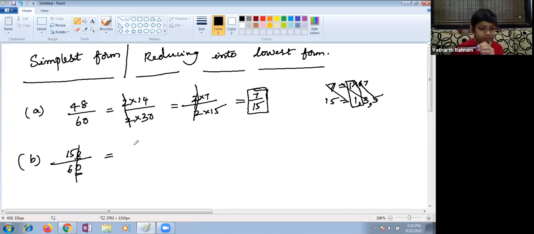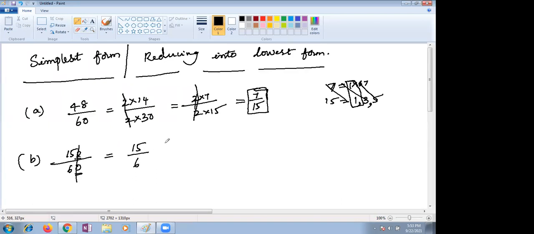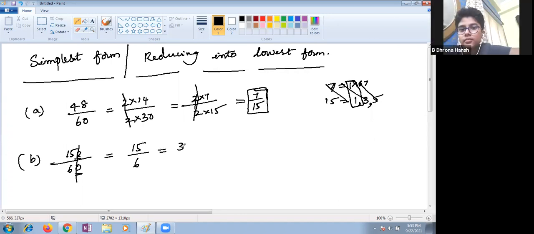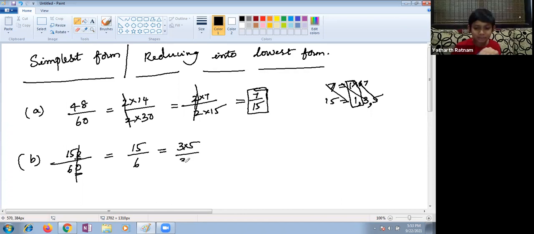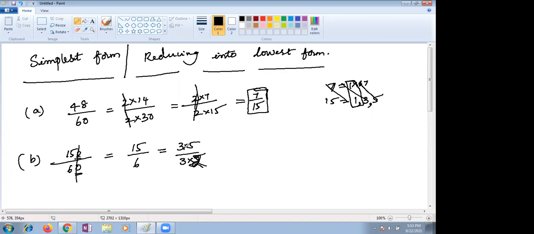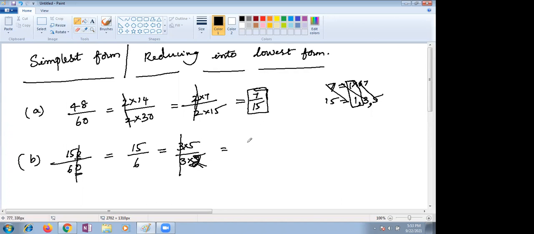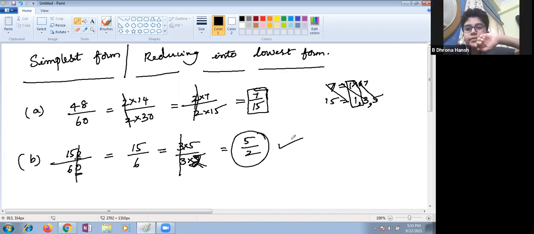Now, what is the simplest form? You will get 15 and 6. Further, 15 can be written as 3 fives, and 6 as 3 twos. So 3 fives are 15, and 3 twos are 6. The common factor is 3, very good. We have to eliminate it out. So what is the answer, children? 5 by 2.